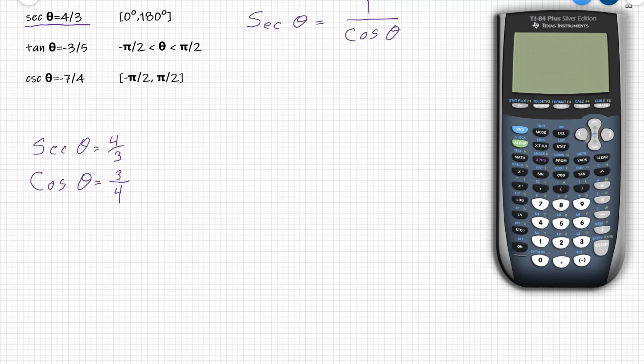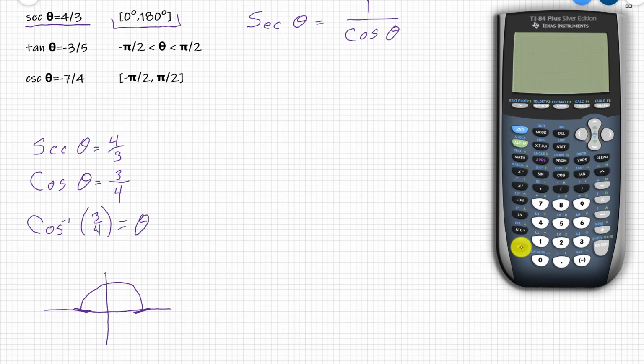Using our inverse functions, we know that the arc cosine, or the inverse cosine of 3/4, will be the angle we're looking for. Now, a couple of things. The arc cosine gives us angles that are between 0 and 180 degrees, or 0 and pi if we're in radians, and that is what we were told to look for, so we're in good shape there. Our calculator is going to give us the right kind of number.